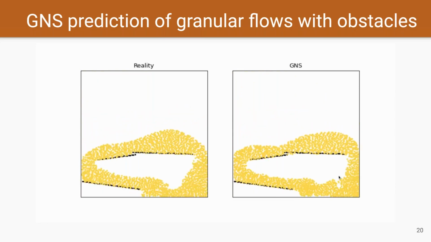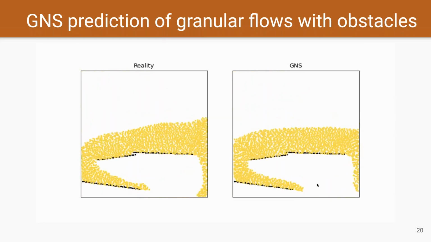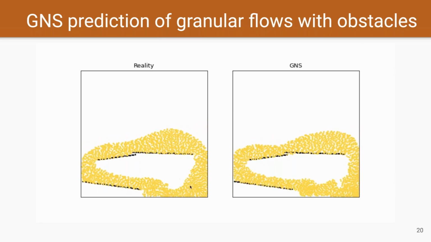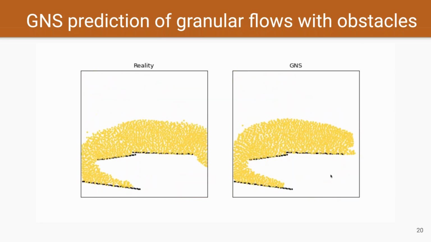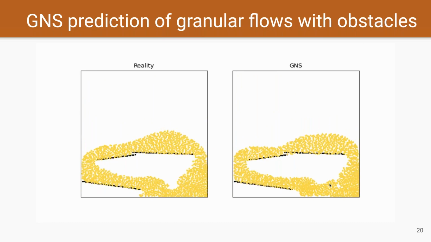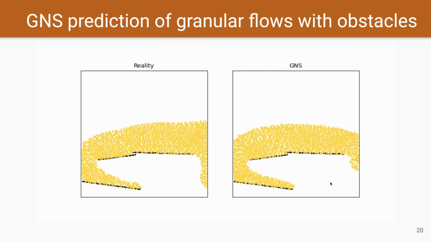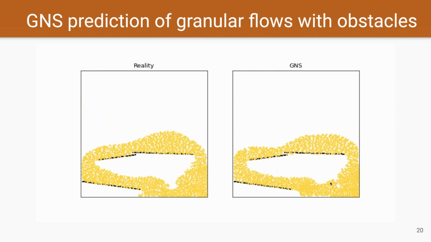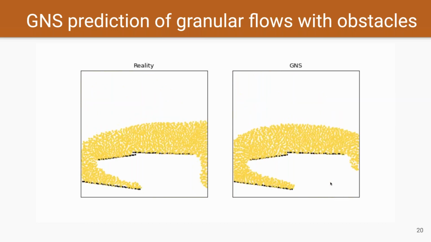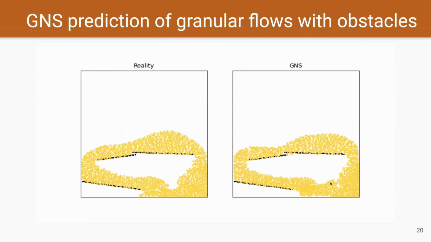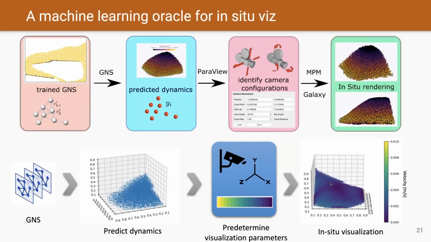So if you look very closely at these systems here, what is happening in reality in MPM would be different from what is happening in the graph network simulator. But the accuracy is somewhere between 98 and 99% of our simulation, which is reasonable for us to set up the in-situ visualization pipeline.